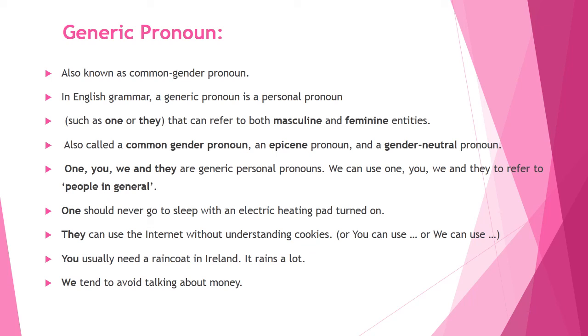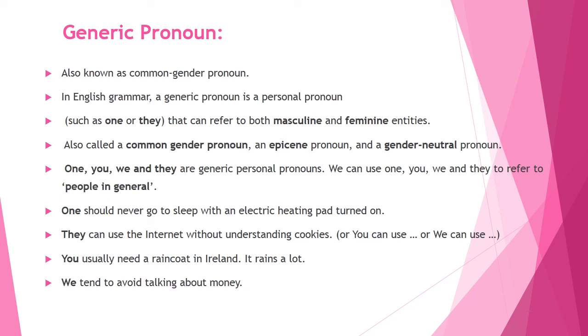The next type of pronoun is called generic pronoun. It is also known as a common gender pronoun. In English grammar, a generic pronoun is a personal pronoun such as one or they. They can refer to both masculine and feminine entities, and are also called a common gender pronoun, an epicene pronoun, and a gender neutral pronoun as well. One, you, we, and they are generic personal pronouns. We can use one, you, we, and they to refer to people in general. So that's why they are called generic pronouns.